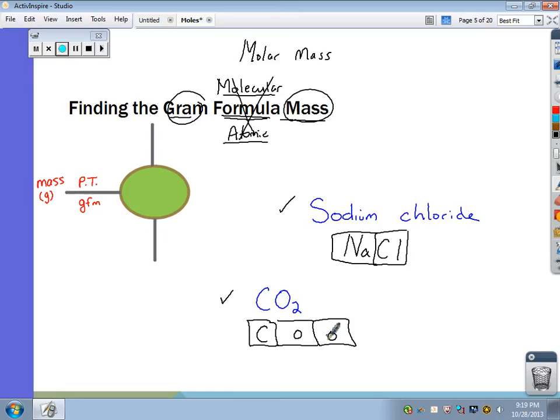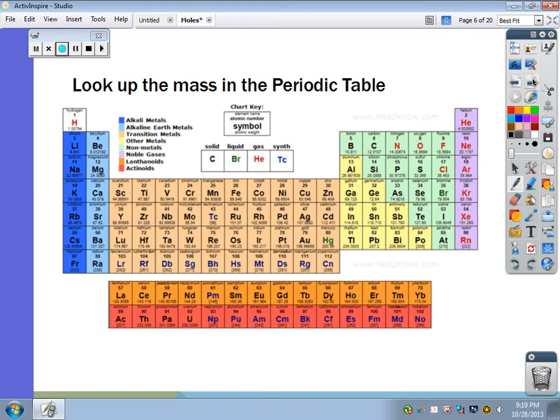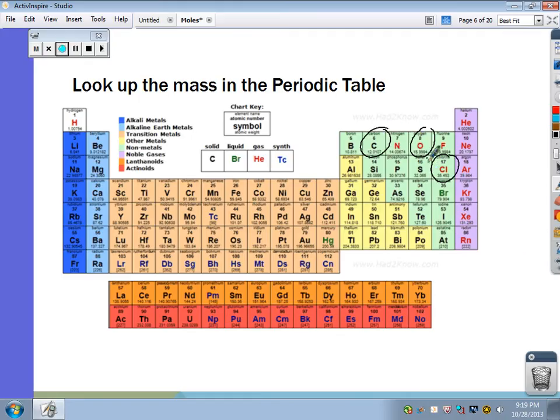Now how do I find the mass? I look at the periodic table, and that's going to be a fancy word called the gram formula mass. So if you look at the periodic table, in oxygen's box, carbon, chlorine, and sodium, there is the mass. That's this number down here, the decimal number. Up here is the atomic number. This is the mass of my element.